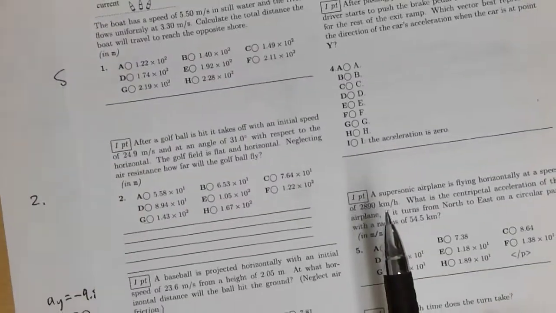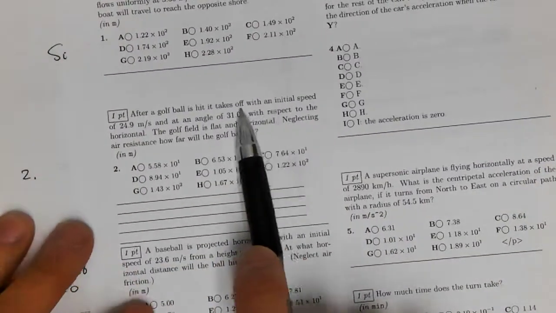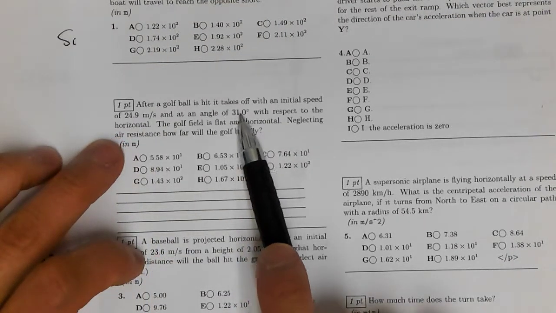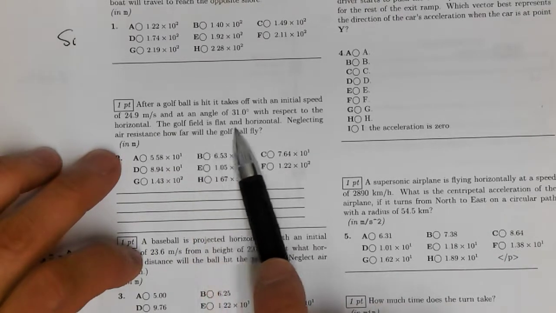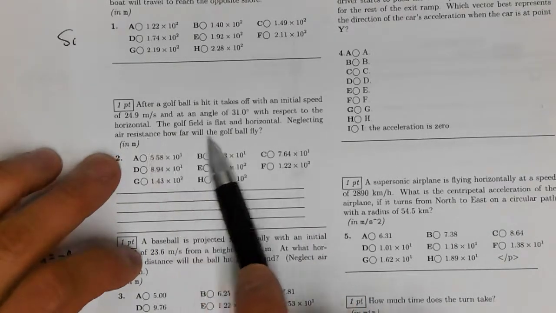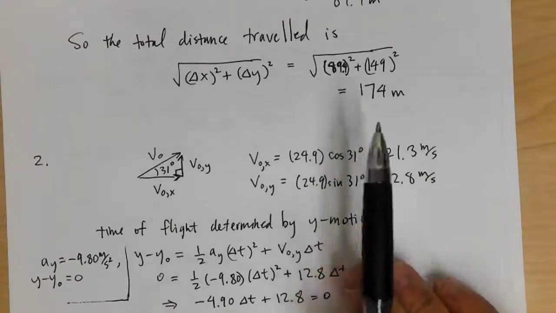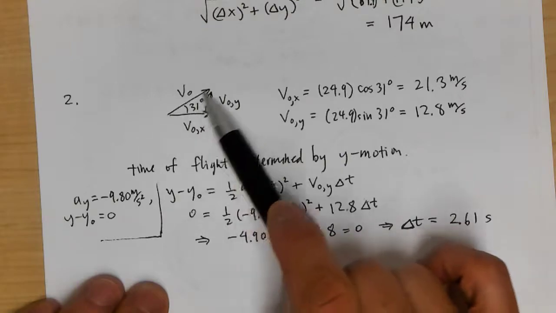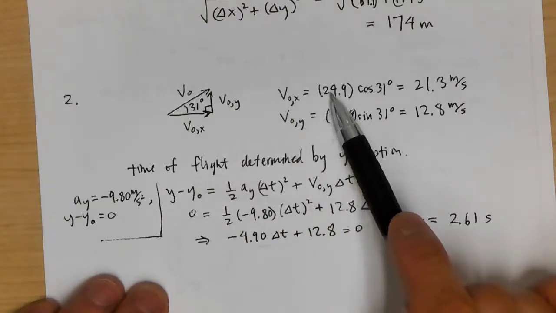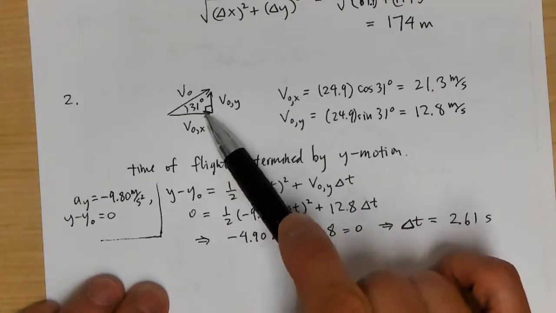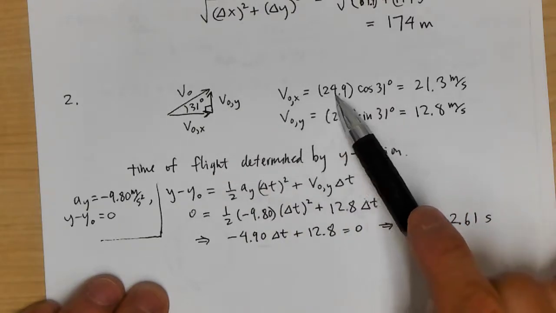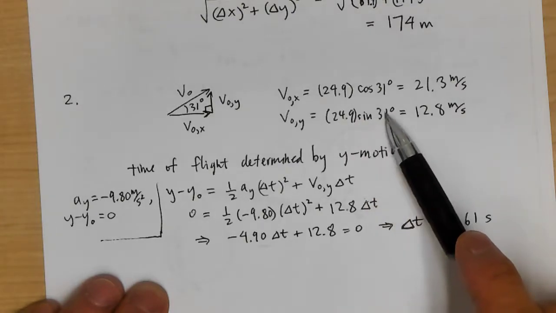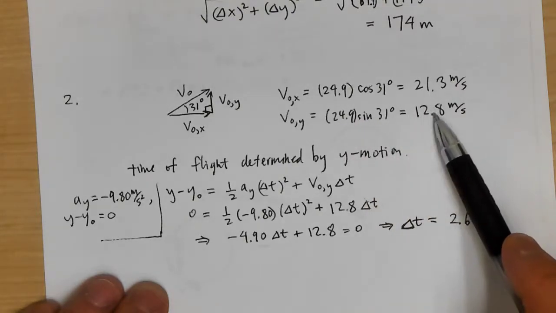Number 2. A golf ball is hit, and it takes off with an initial speed of 24.9 meters per second and an angle of 31 degrees with respect to horizontal. The golf field is flat and horizontal, neglecting air resistance. How far will the golf ball fly? Okay, so first get the x and y components. The initial velocity is 24.9. The x component is 24.9 times the cosine of 31, which is 21.3. The y component is 24.9 times the sine of 31, which is 12.8.